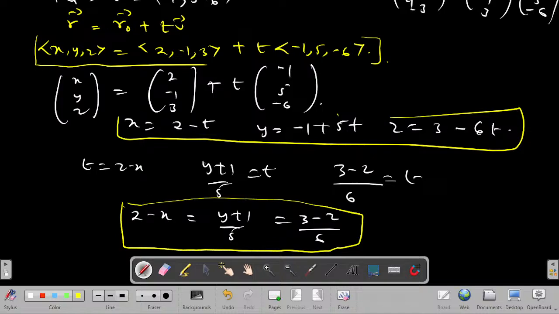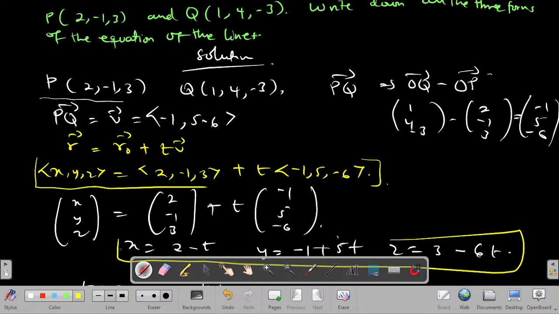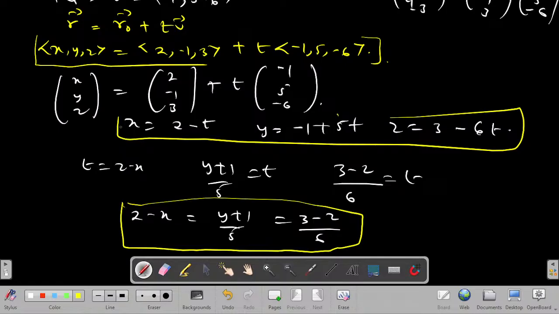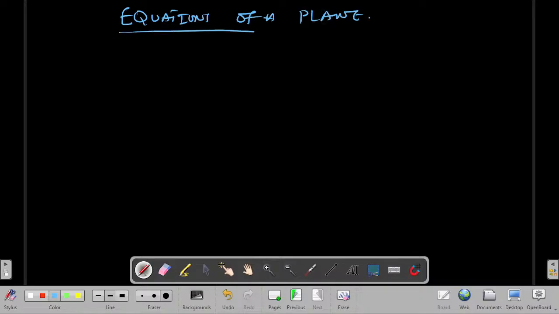Quickly, let's do the equations of a plane. How do we derive the equation of a plane? What actually do we need to get the equation of a plane? So let's see.